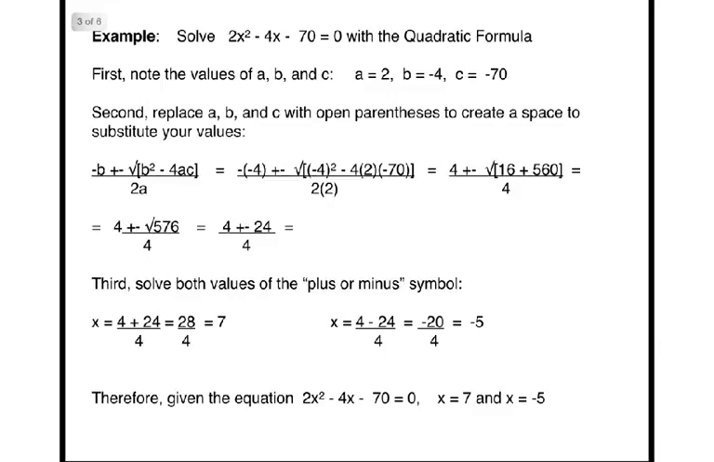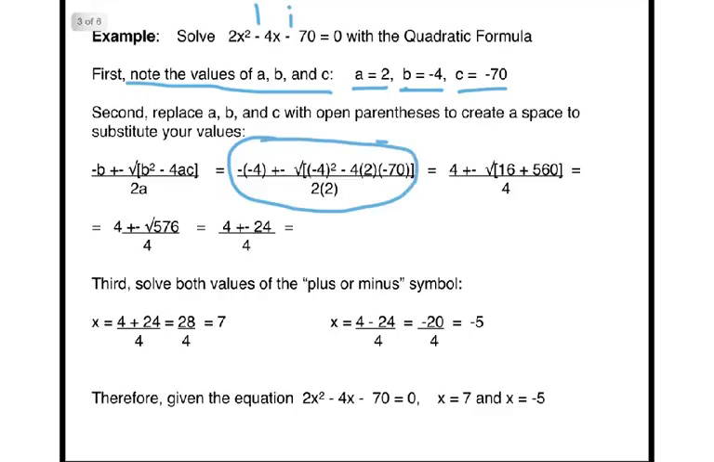Here's another example. Again, always note the values of a, b, and c explicitly by writing them down. A is 2, b is negative 4, c is negative 70. You want to write them down to make sure you get the negative symbols correct. Second, replace a, b, and c with open parentheses to create a space to substitute all of your values. I have written it down with just my values substituted. I haven't done any computations yet.